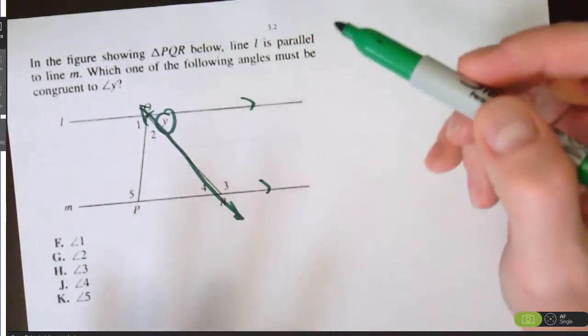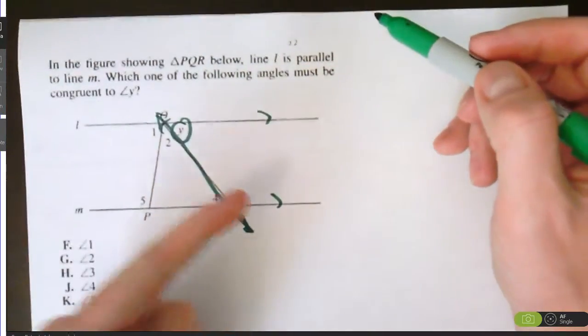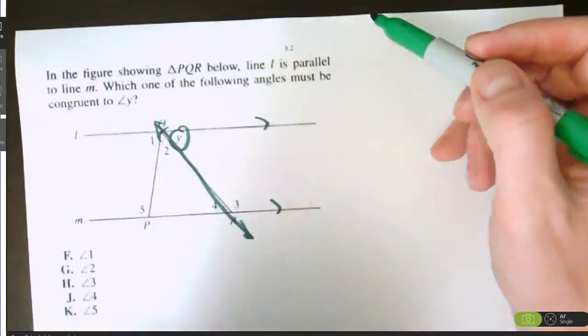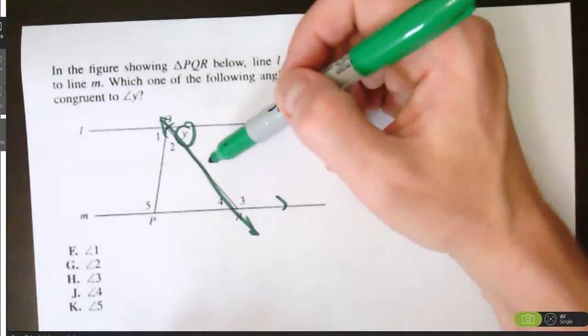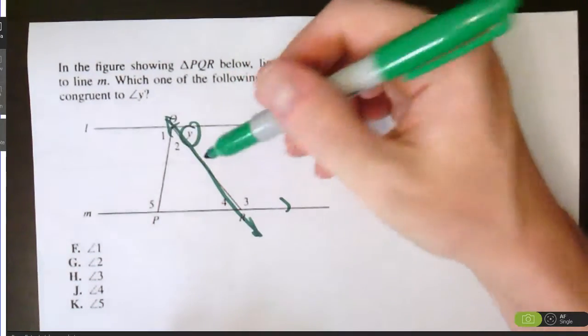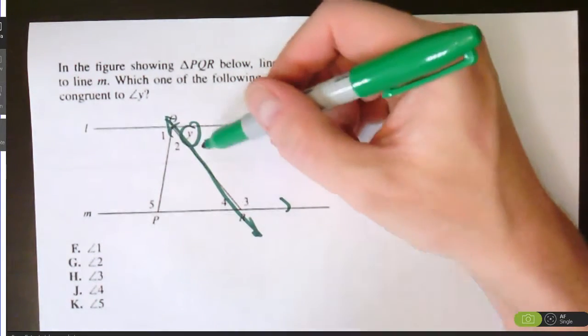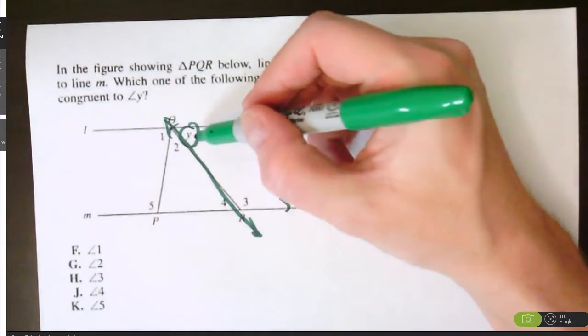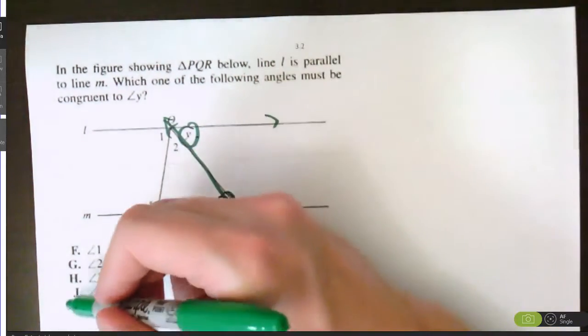So we have four types of angles: corresponding, alternate interior, alternate exterior, and then consecutive interior. Those are our four types of angles. The thing is, of those, only alternate interior, alternate exterior, and corresponding are congruent. Angle 3 and Y are consecutive interior, but they're going to be supplementary, not congruent. It's going to be Y and angle 4 that are congruent.